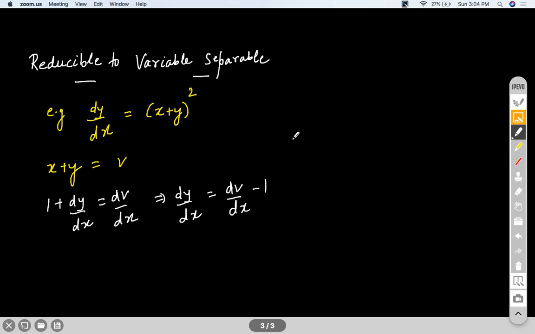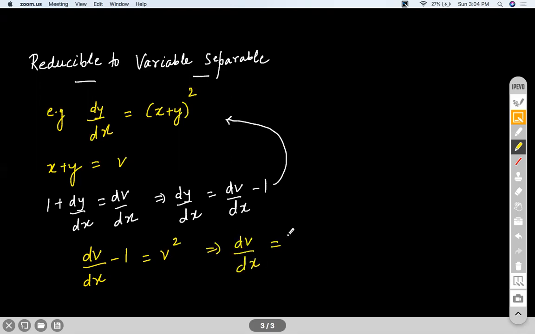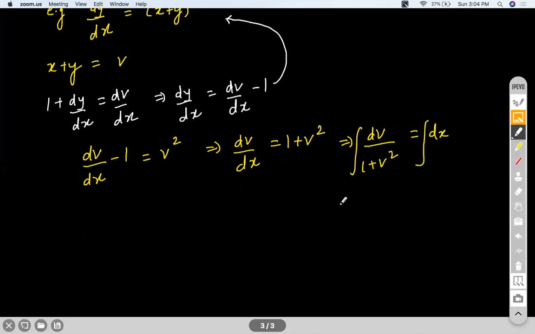When you make this entire substitution, your problem takes a slightly different form, that is dv by dx minus 1 is equal to v square, which is nothing but dv by dx is equal to 1 plus v square. You can clearly see that it's now variable separable. So you can write this as dv by (1 plus v square) is equal to dx and perform the integration on both sides. We conveniently know the result for these integrals. This is nothing but tan inverse of v, and this is nothing but x plus c.